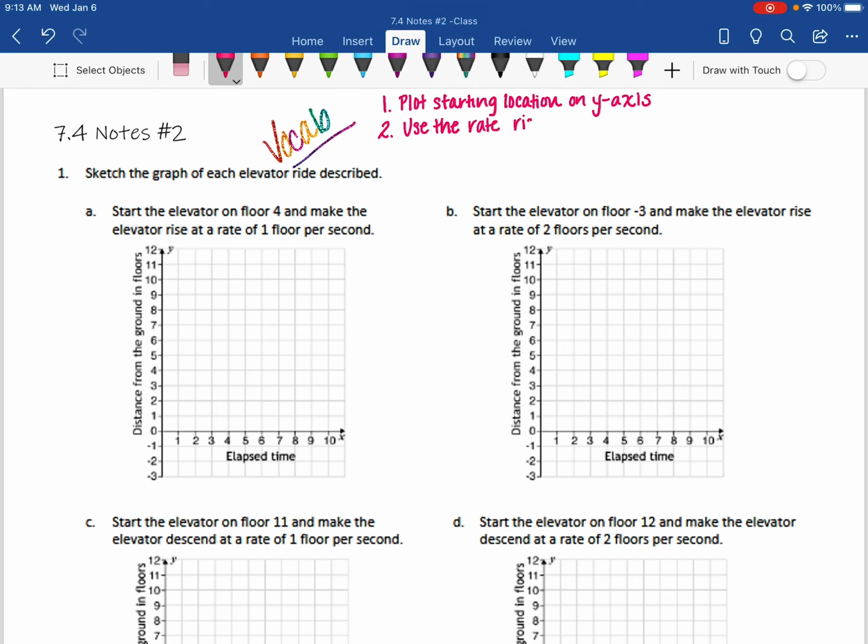And our rate is the rise or fall. So you're either going to trace up or down depending on the rate. And then we're going to run right.